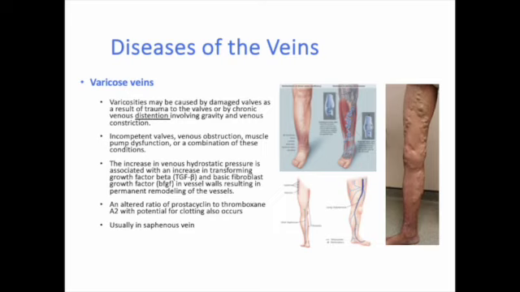Increase in venous hydrostatic pressure is associated with an increase in the transforming growth factor beta. We also refer to this as TGF beta, and the basic fibroblast growth factor, which is bFGF, within the vessel wall. Whenever there's an increase in these two factors, the vessel wall will result in permanent remodeling of the overall vessel.